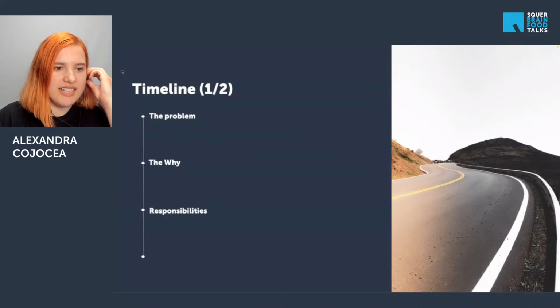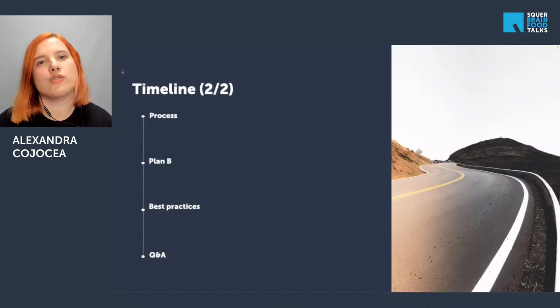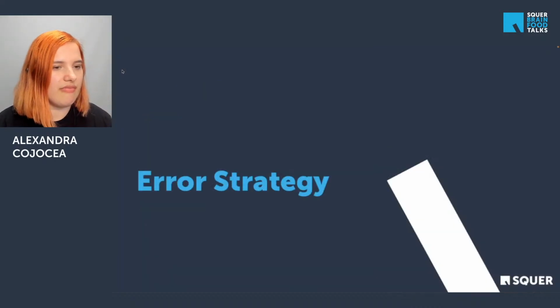And so we're going to take a look at that and possibly why that is happening, some responsibilities regarding that. And I'm also going to go through the process of creating an error strategy, a plan B when things don't go as planned, as well as some best practices. And of course, at the end, we will have time for questions and answers.